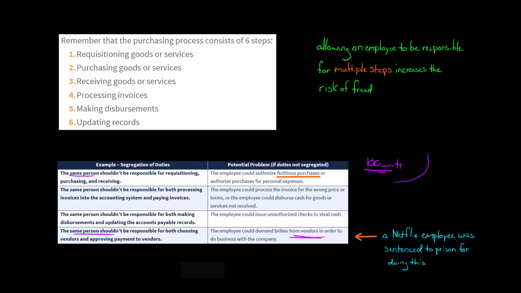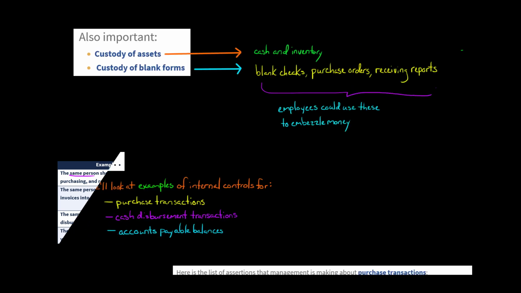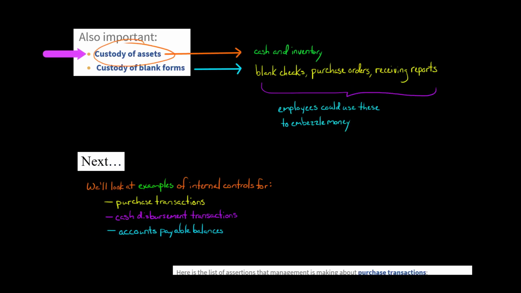So now we've got these various segregation of duties. And now another important thing is custody of assets and custody of documents. By custody of assets, I mean the company should restrict access to valuable things like cash and inventory that employees could potentially steal.